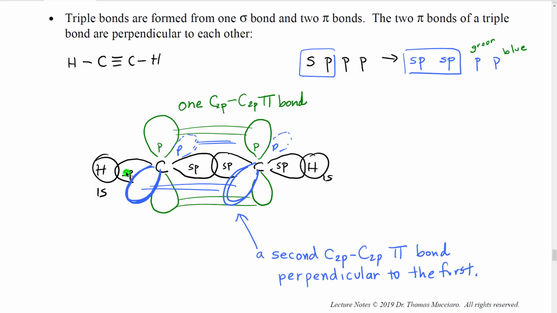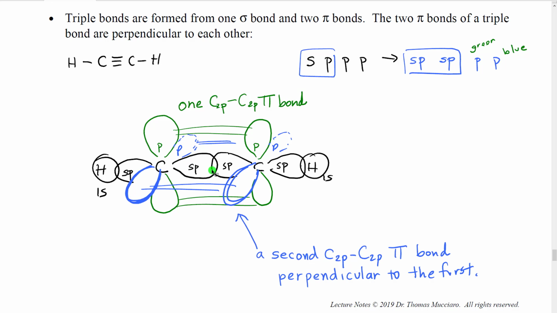But what we have is, because this uses px, the sps are going to be aligned along the x-axis. Then we'll have py and we'll have pz. And those are going to be unhybridized. They're going to be 90 degrees apart and also 90 degrees from the sps. And I just made them different colors. I made one of them green and one of them blue.